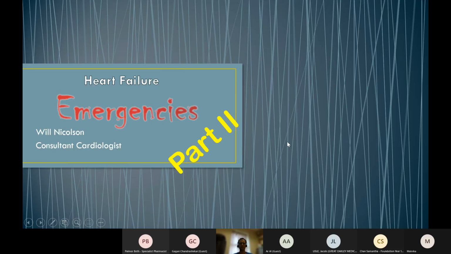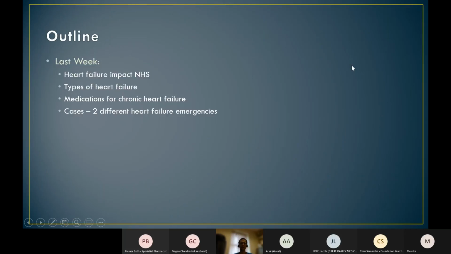So let's move back to heart failure emergencies. As I said before, this is an area very close to my heart, because I think patients with heart failure need all the love that they can get. Last week we talked about heart failure's impact on the NHS, the fact that it is a colossal problem, and the different types of heart failure, so left ventricular systolic dysfunction, heart failure with a preserved ejection fraction, etc. That's on the YouTube channel if you missed out on that.